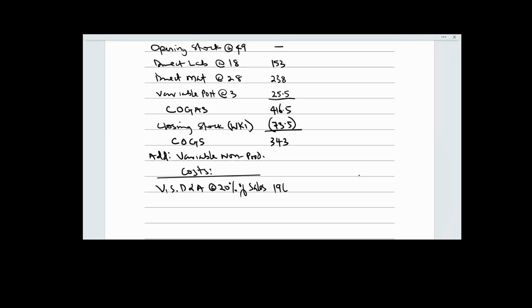196. There is no other variable cost in the question. If you had any other variable cost, you would add it, but we don't have any. So add it to cost of goods sold now. What do you have? 539. So this 539 is deducted from the sales value. When you subtract from 980, what do you have there? 441.